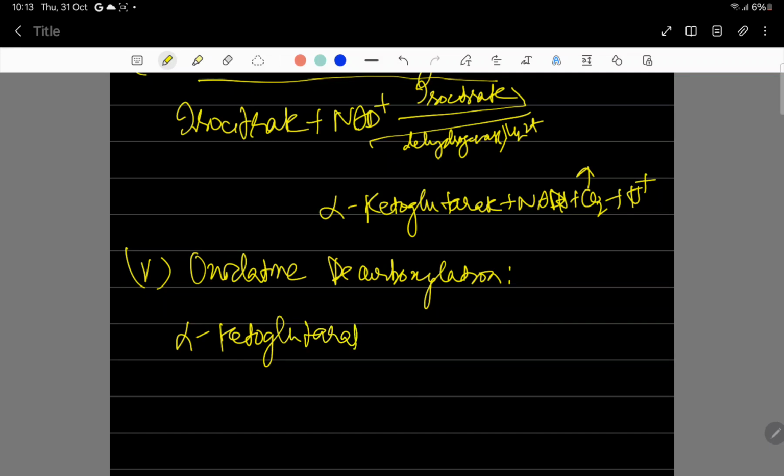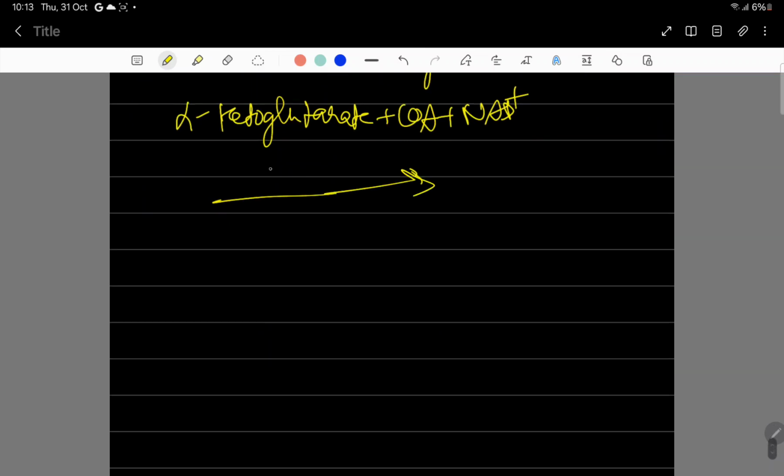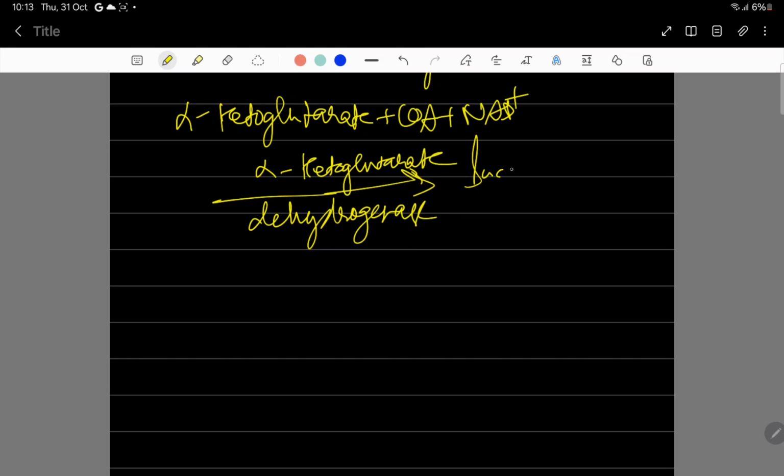So alpha ketoglutarate plus coenzyme A plus NAD positive, with alpha ketoglutarate dehydrogenase, gives you succinyl coenzyme A plus CO2 plus NADH plus H positive.